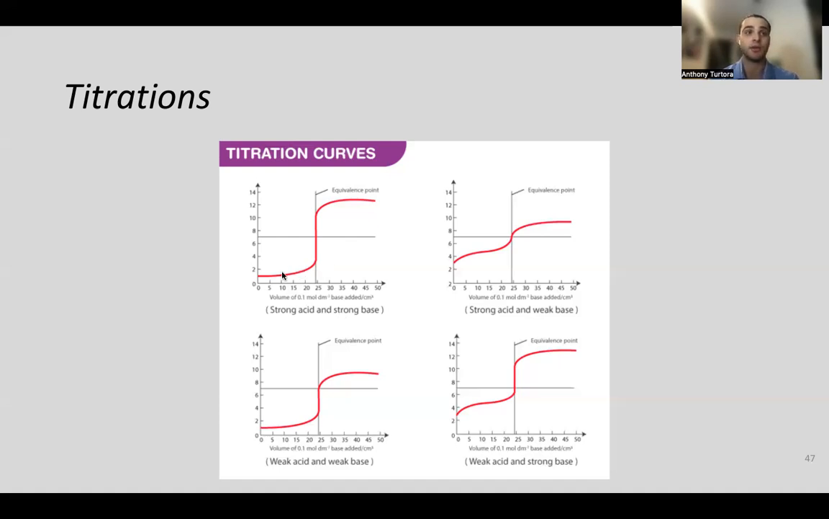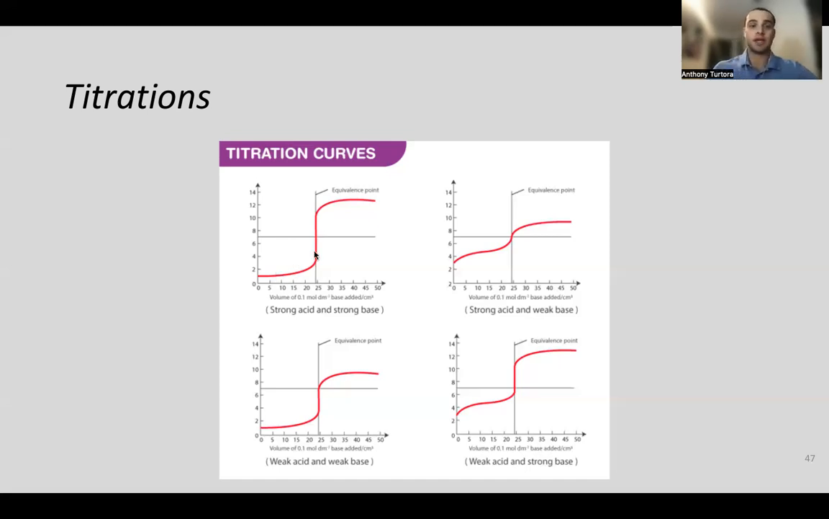Additionally, the midpoint, or the half equivalence point, is the point midway between the start and the equivalence point. That is when the concentrations of the conjugates are equal. So not what is being added, but the conjugates of what is actually in this reaction. Let's say the strong acid in this reaction was HCl. It would be HCl and its conjugate base Cl minus that would be equal.